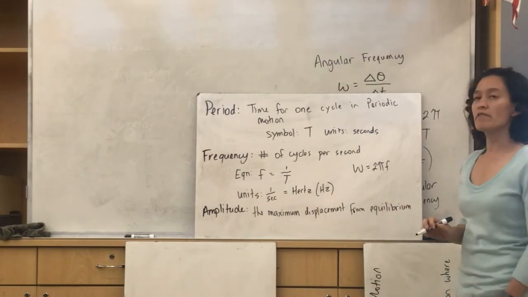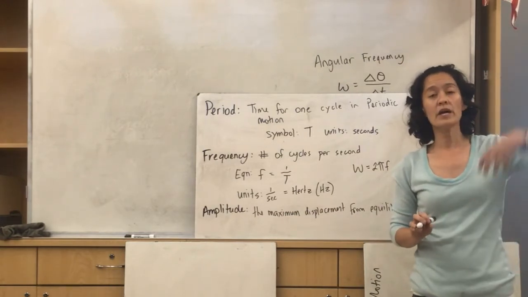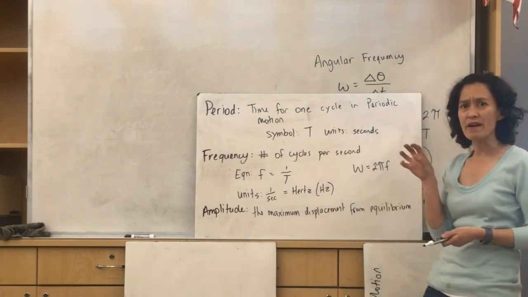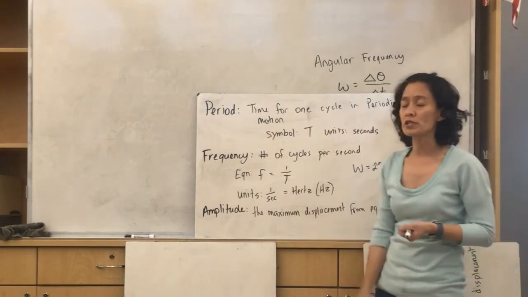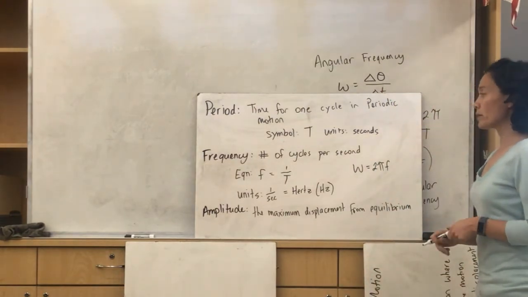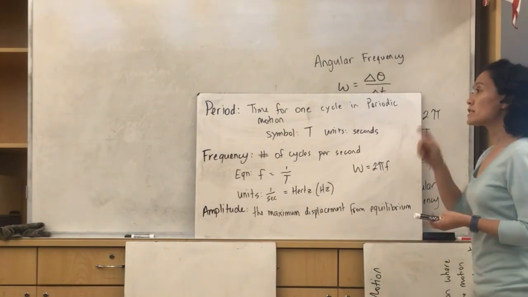So in the case of my pendulum, it's the maximum theta value that I pull it up to. In the case of my spring system, it'd be the biggest x value that I pull my spring or compress my spring to, okay? Now, with periodic motion, with simple harmonic motion specifically, it's this repetitive motion.